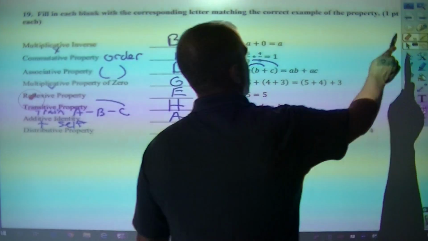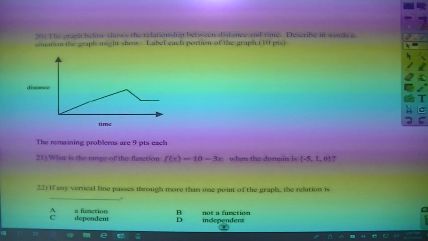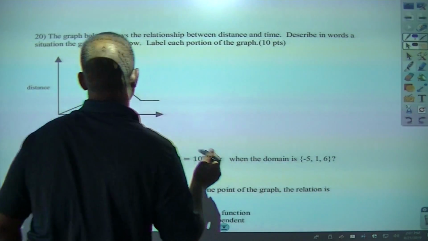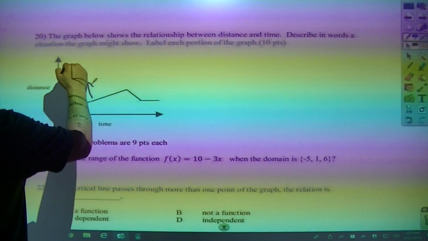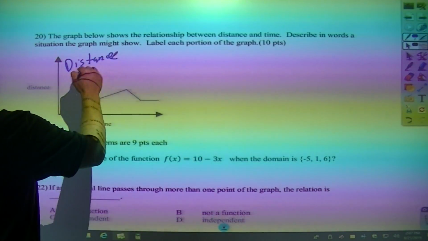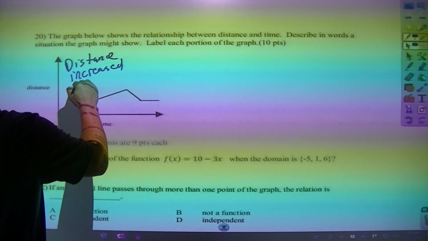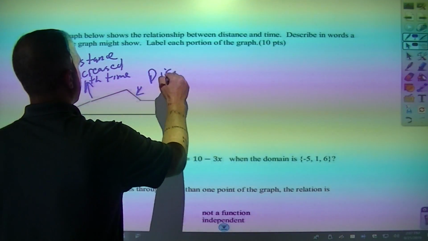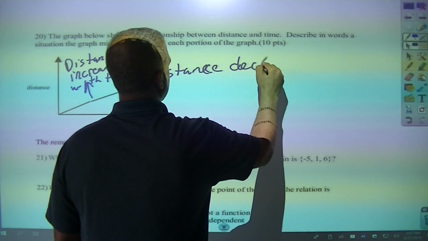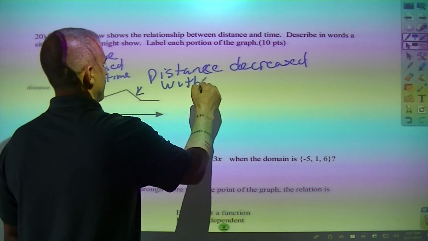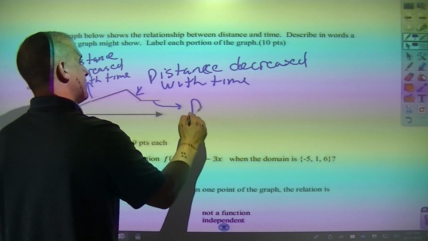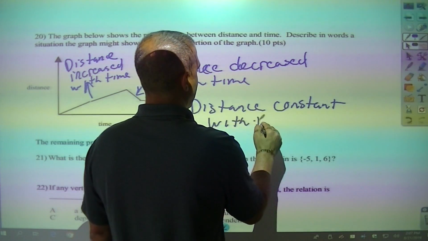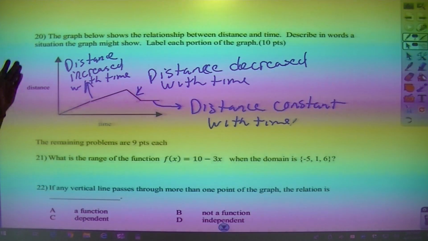All right. Now, the graph will illustrate the relationship between time and distance, described in words. What's happening? This part right here would be distance increased with time. This part right here would be distance decreased with time. And this right here will be distance is constant with time. Okay? So constant means it's flat, decrease is going down, increase obviously going up.